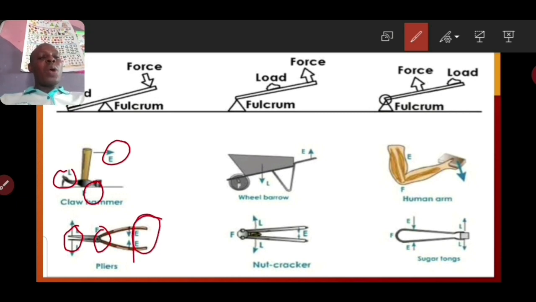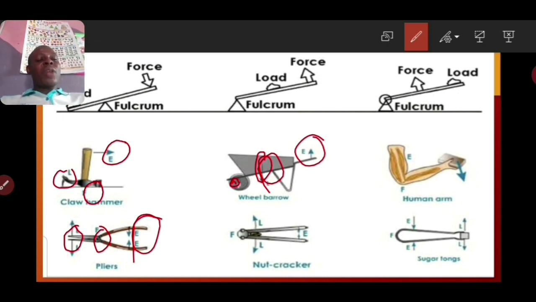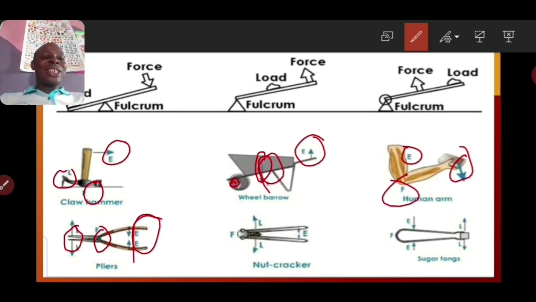The same for second class. You can see it here. We have the effort here. That's where you hold in the wheelbarrow. And the load is normally here. This is the load, and it turns here, which is the fulcrum. Also, we have the nutcracker. You can see its arm, the effort, here. The load is what you are holding. And the fulcrum talks about the moving point, which is what you can see. I hope you are following gradually.